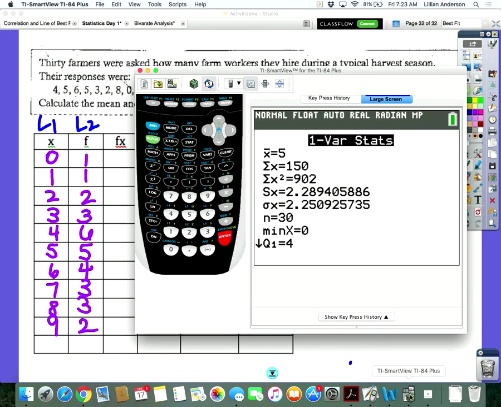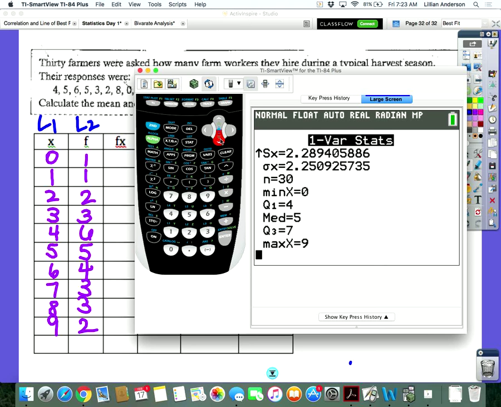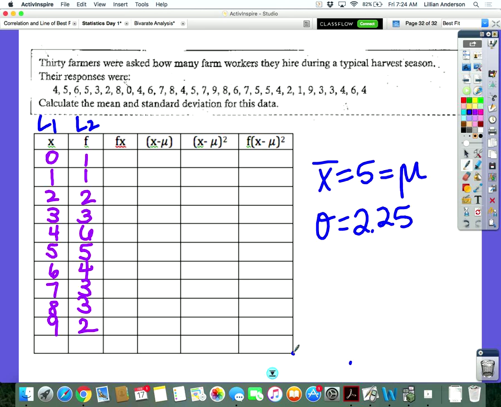And if you're curious, if you scroll down some more, yes, that is the information for your box and whisker plot. You could use your calculator as well to get the information for your box and whisker. Okay? But like I said, it is pretty straightforward.